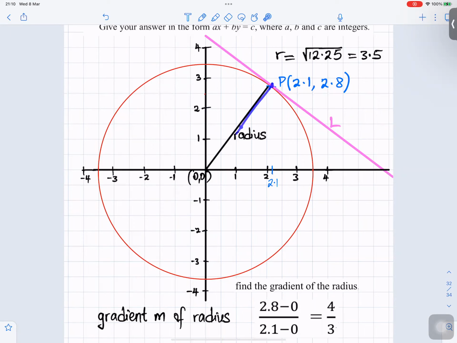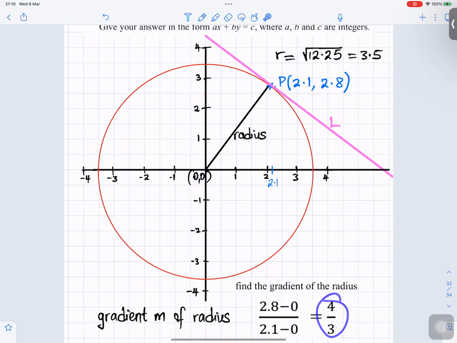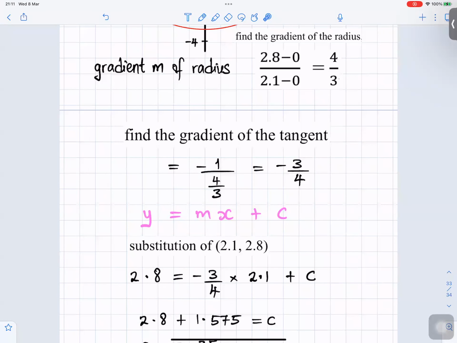So we need to find the gradient of this radius, and then we'll be able to find the gradient of the pink line by inverting it. So the gradient of the radius, we know the center and we know that coordinate. So we use the gradient of the radius will be y2 minus y1 over x2 minus x1. And that gives us 4 over 3. And then to find the gradient of the tangent, that's the pink line, it is the negative reciprocal of 4/3. So minus 1 over 4/3 gives you minus 3/4.